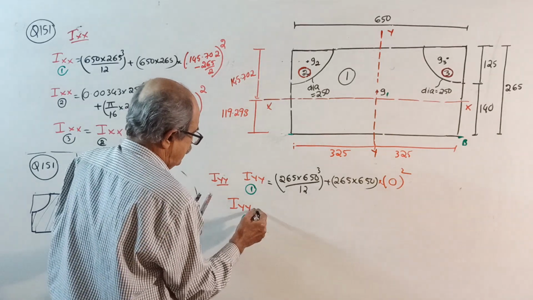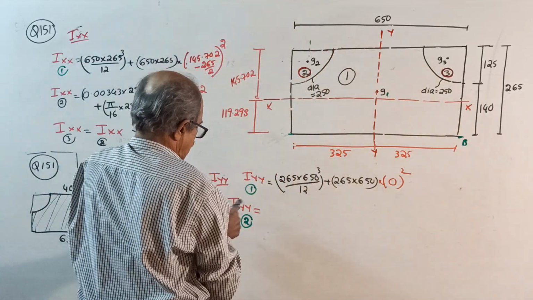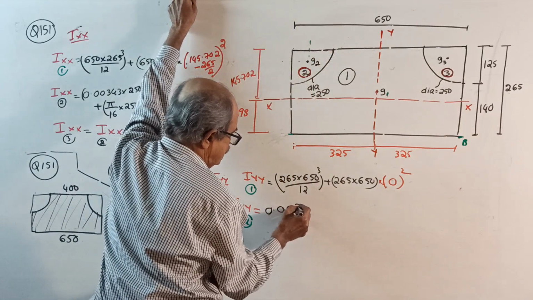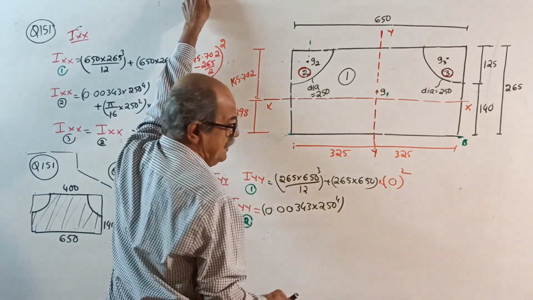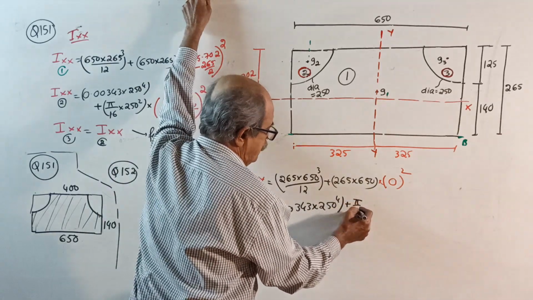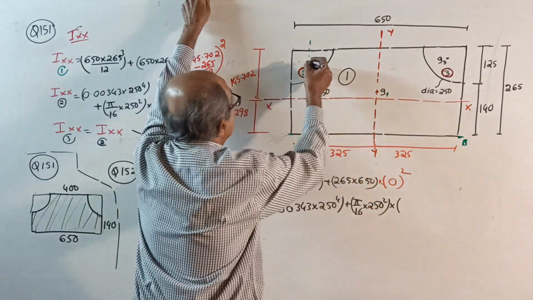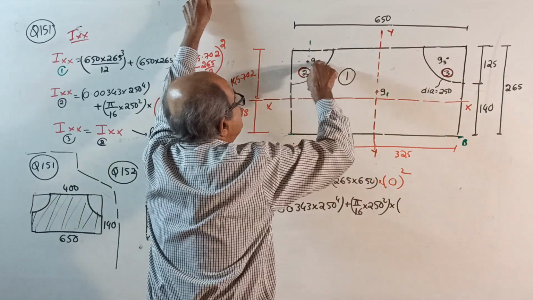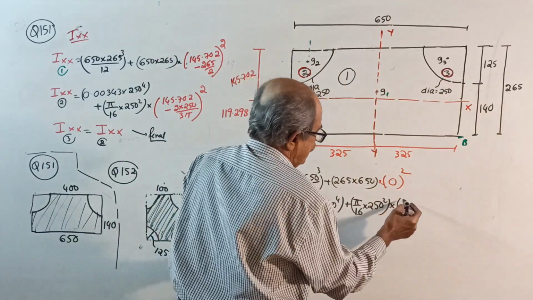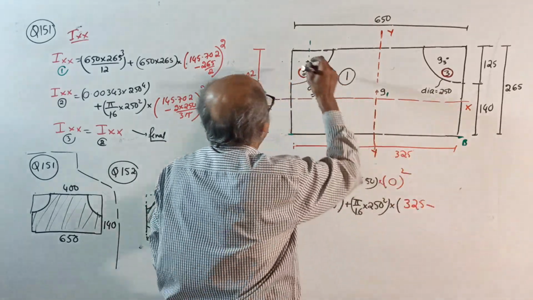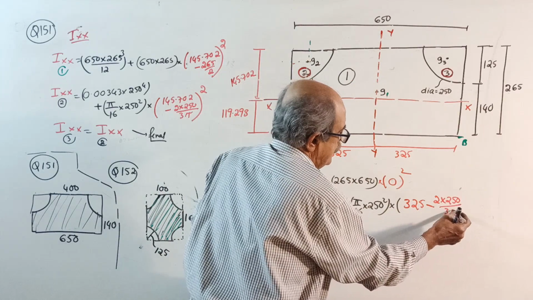2 is first about its own centroid axis. 0.00343 into 250 power 4, plus area pi by 16 of 250 square, area into from centroid G2 to Yy this distance square. See, for 1 it was 0 square but now not 0, it is 325. See, it is 325 minus this distance, which is 2 into diameter divided by 3 pi whole square.